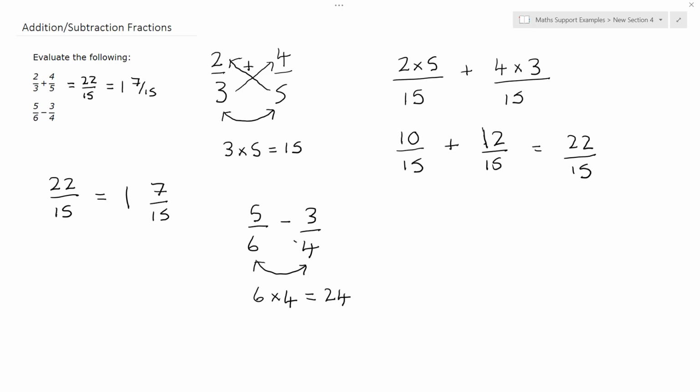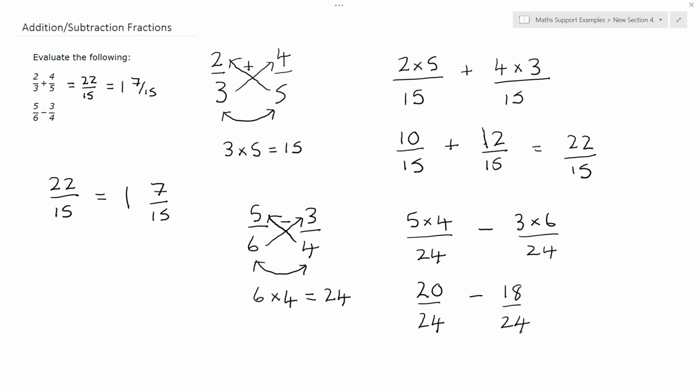And then we're going to still cross multiply. So we're going to do 5 times 4 and 6 times 3. So we're going to have 5 times 4 over 24 minus 3 times 6 over 24. Now 5 times 4 is 20, so we have 20 over 24, and we have 3 times 6 is 18, so we're going to have an 18 over 24 for the second fraction.